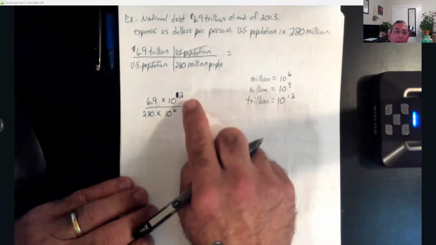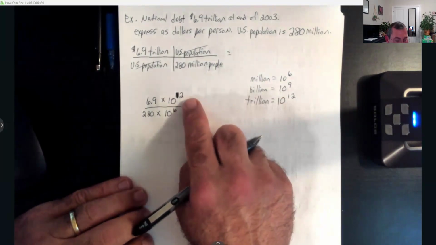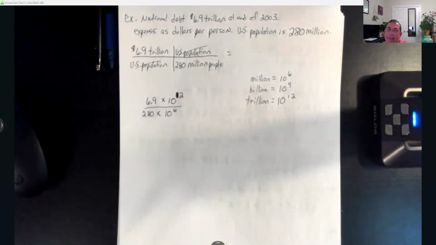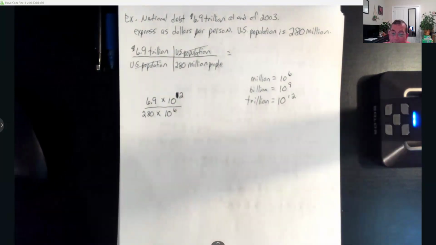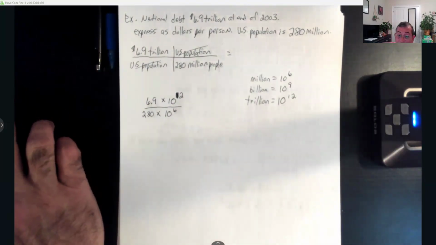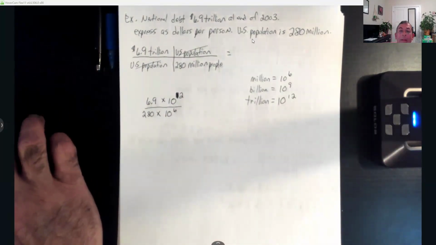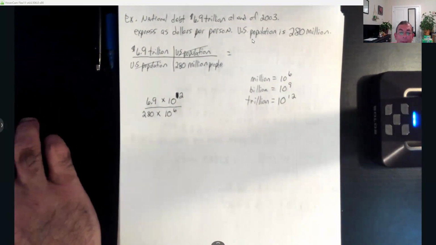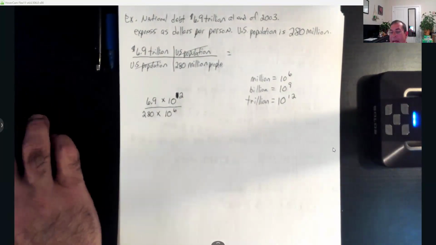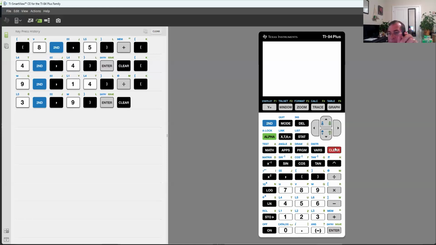Yeah, so there we go. So I just got to do this. Now you can write this in the calculator with all them digits if you want to, but we want y'all to realize that millions is 10 to the 6th, billions is 10 to the ninth, trillions is 10 to the 12th.